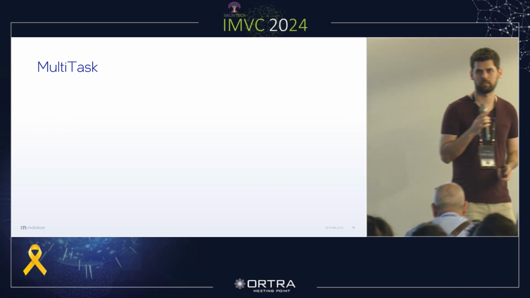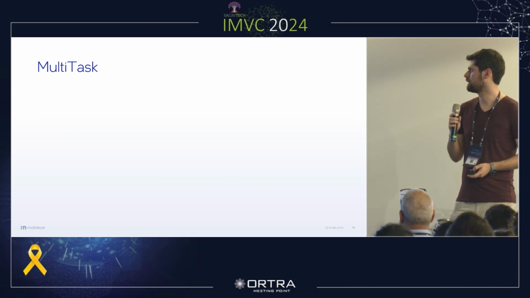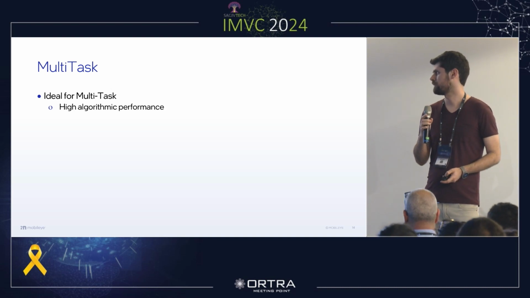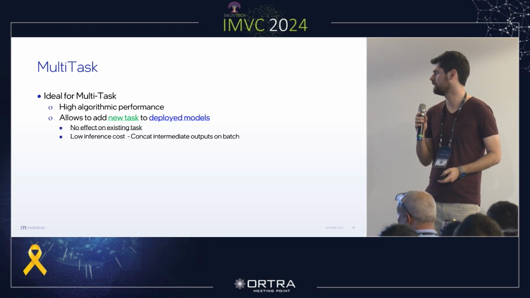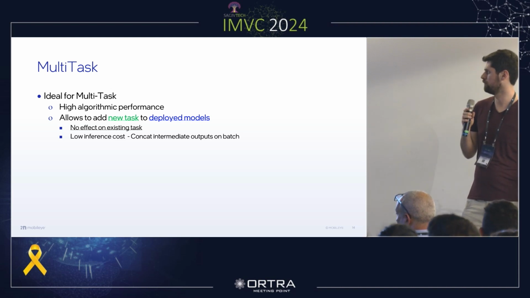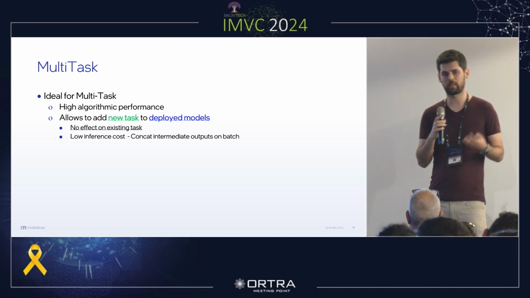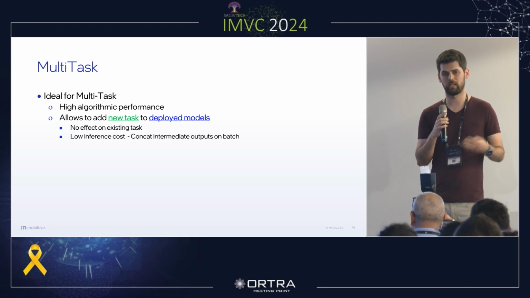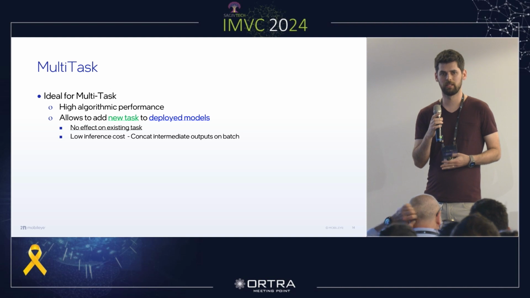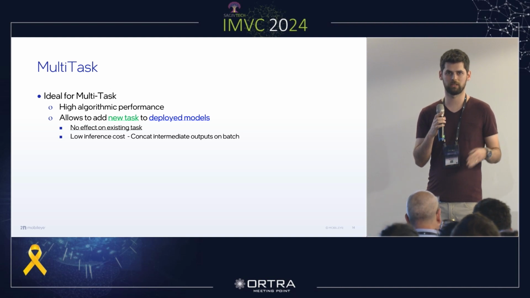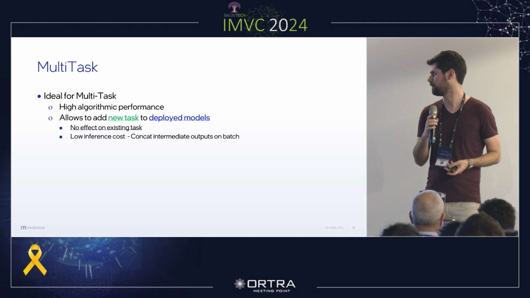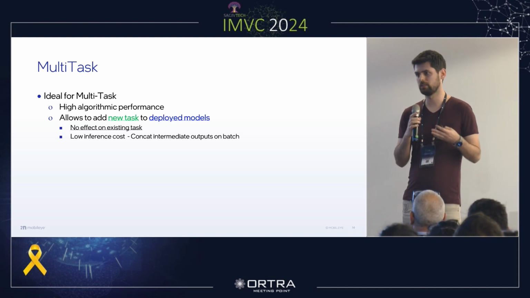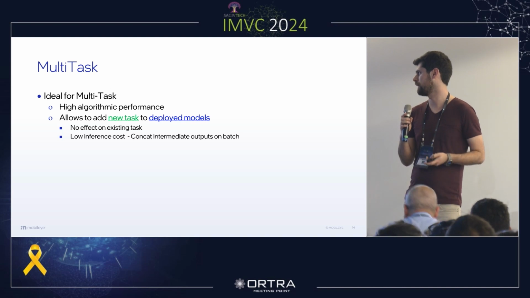Okay, so let's talk about our final thing, multitask learning. Sub-tuning is ideal for multitask learning because it achieves high algorithmic performance, and it allows us to add new tasks on the deployed models. This is something that I think many of you have noticed, that once we have a deployed model in our system, it's very hard to add a new task to it. We need to retrain everything and keep the performance. So what we're saying is, we can pay only a low inference cost, but add a new task.